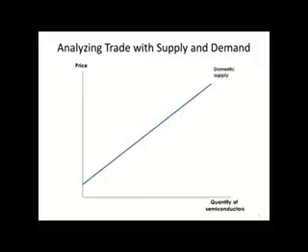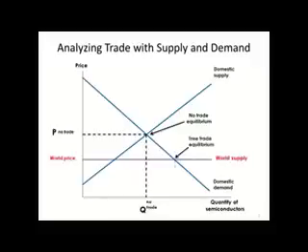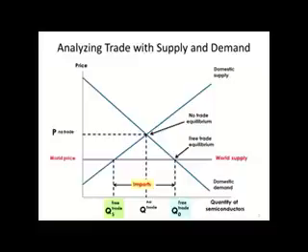Okay, let's recap very quickly. Here is our usual situation, the domestic supply curve. Here is the demand curve. Here is the no trade equilibrium with the price and the quantity. Let's now add that this country can buy as much as it wants at the world price.